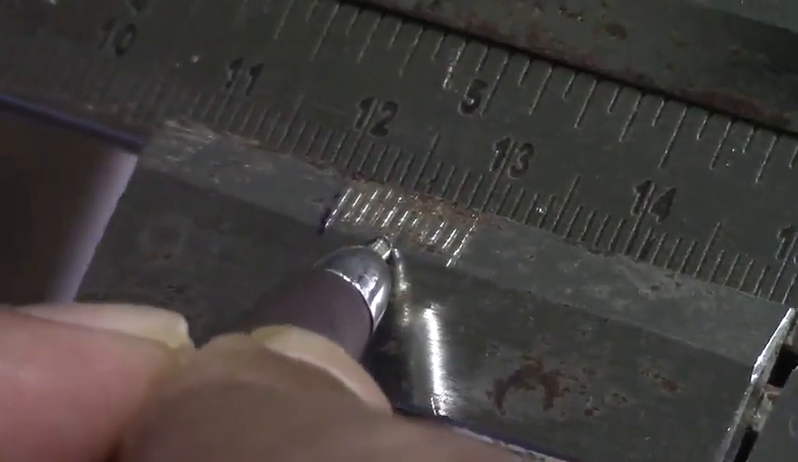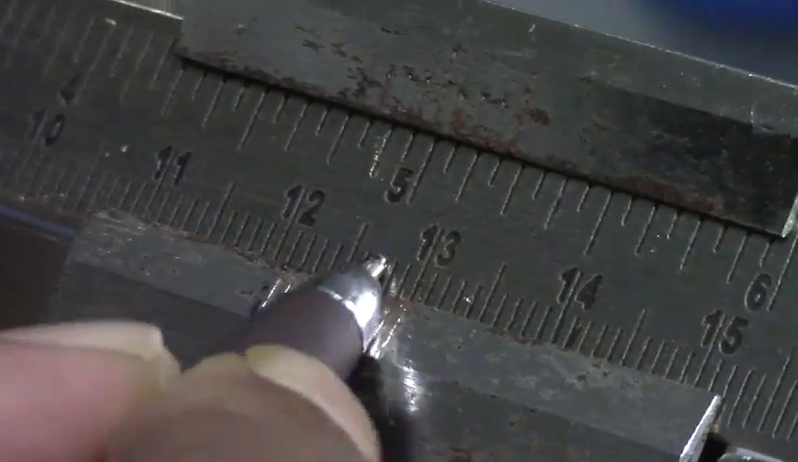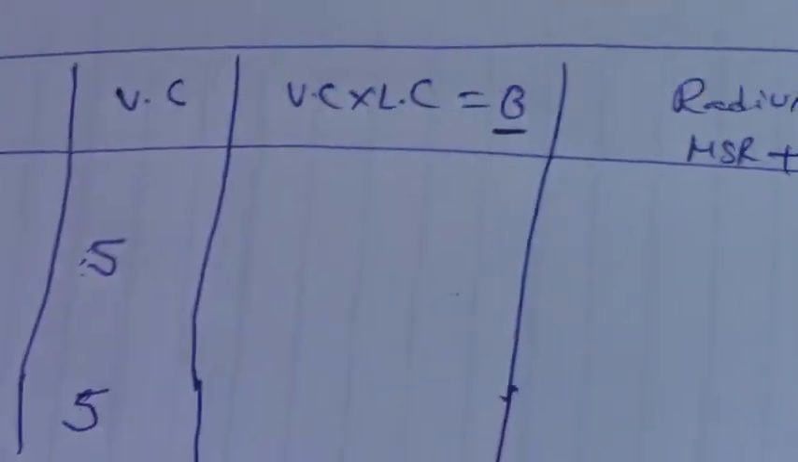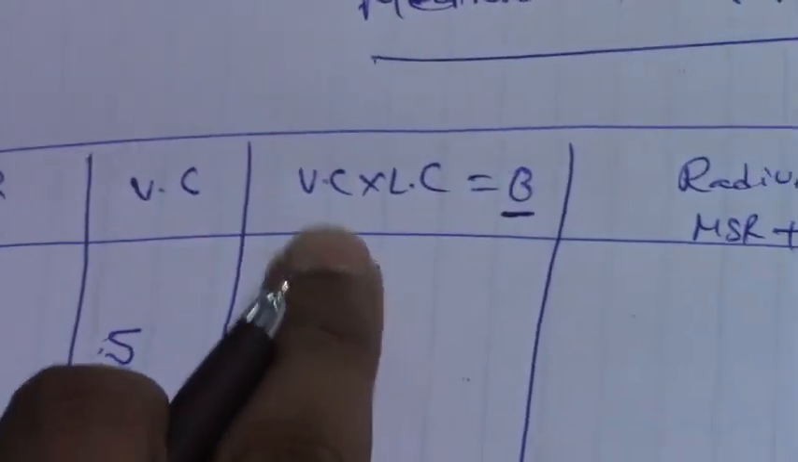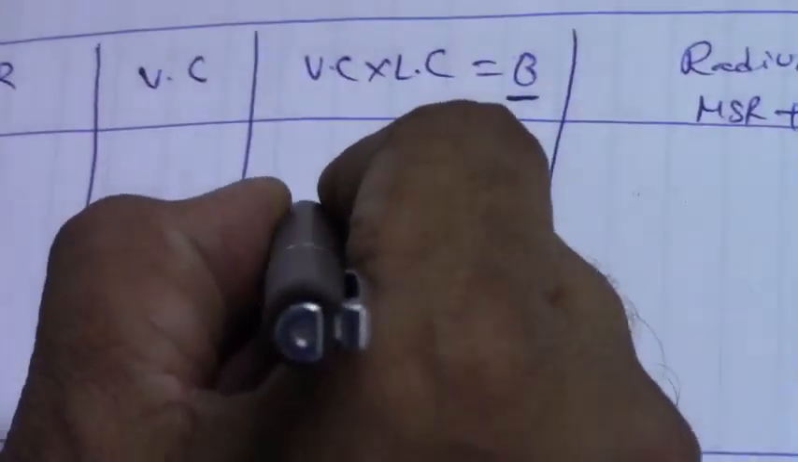Yes, this time also we have 5. This 5th line coincides exactly with this line and forms a straight line. Okay, so vernier coincidence is 5. Now let us calculate this. VC into LC, which is denoted with B. So here B is VC into LC.